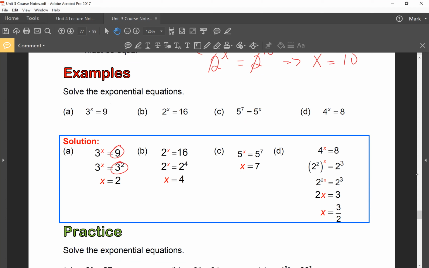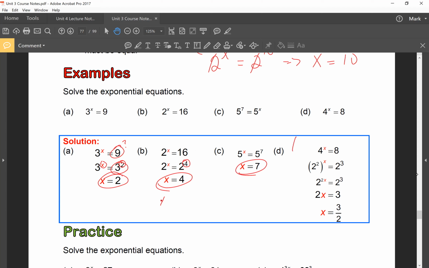I'm trying to figure out, what can I rewrite 9 as? Well, 9 is 3 squared. So 3 to the power of x equals 3 to the power of 2. X equals 2. 2 to the power of x equals 16. Well, I can write 16 as 2 to the power of 4. So x equals 4. I love C, 5 to the power of x equals 5 to the power of 7. Well, x is 7.